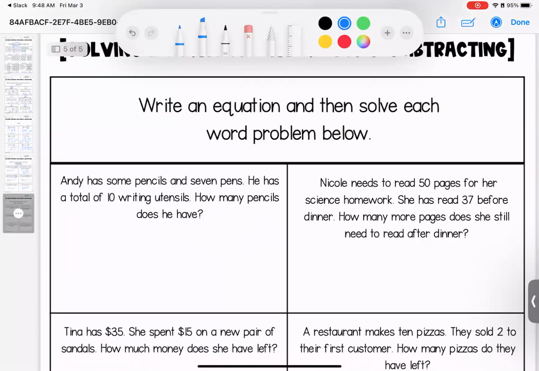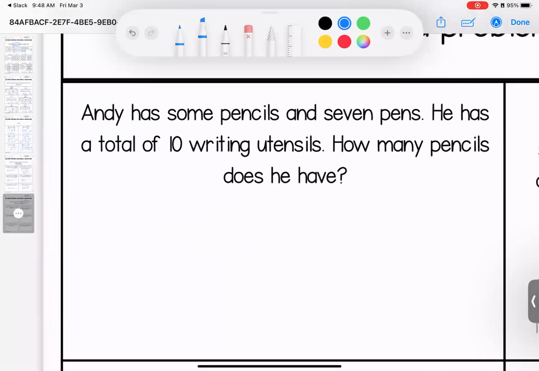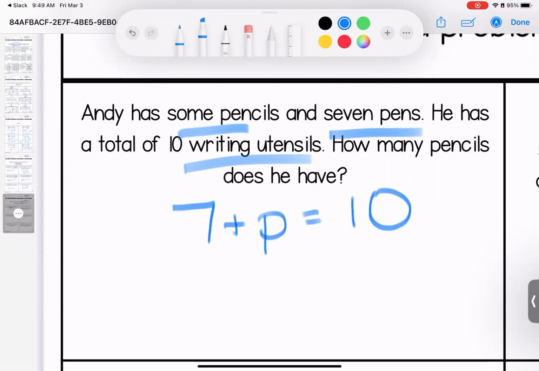All right, to write an equation this time, again, you have to write it, but then solve. Write and solves. We're building. Anthony has some pencils and 7 pens. He has a total of 10 writing utensils. How many pencils does he have? So he has 7 pens and some pencils. Altogether, he has 10. That's my equation. 7 plus P equals 10.